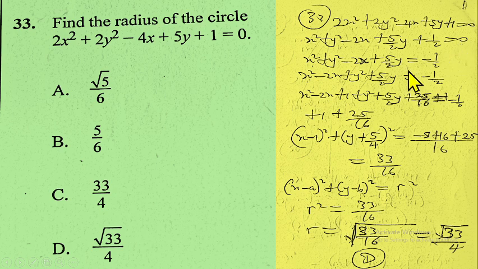From there, we can take this half over to the right hand side, so we have minus half here. Then we can rearrange, taking x terms together and y terms together. So we'll have x squared minus 2x plus y squared plus 5 over 2 y equals minus half. From there, you can now complete the square for x. We can also complete the square for y as well. Whatever you do to this side will affect the right hand side as well.